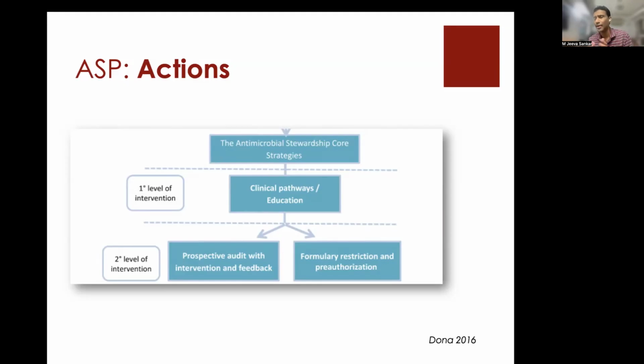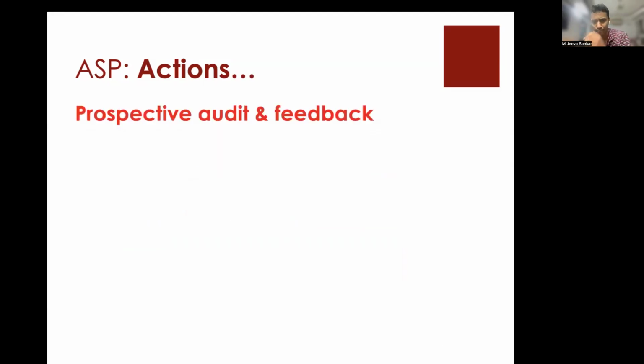Then the second is formulary restriction and pre-authorization. Formulary restriction is possible in many high-income countries, and even in some settings it comes from the pharmacy. There, the pharmacy itself says, if you say meropenem, the pharmacist will say, no, meropenem is not allowed unless you meet these criteria. So that is a formulary restriction. But short of that, we do not have it, because of the pharmacist-controlled drug dispensing mechanism in India. So we can do what we call pre-authorization. I'll explain in a subsequent slide.